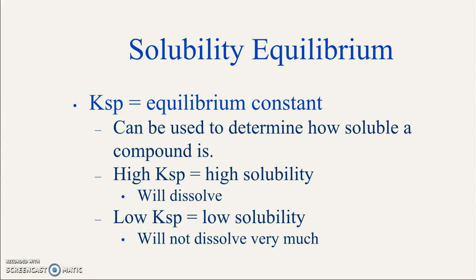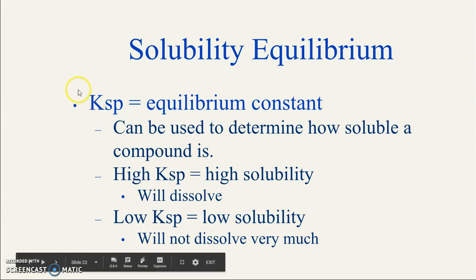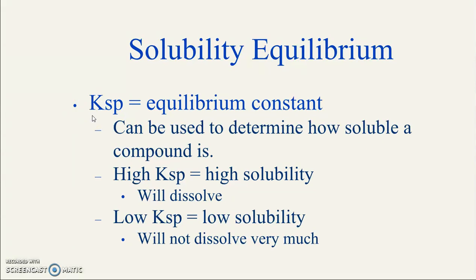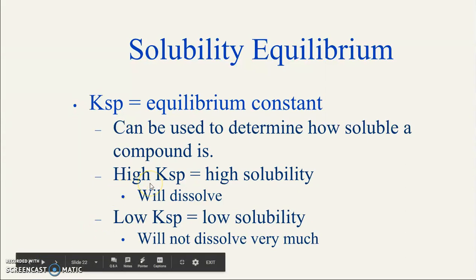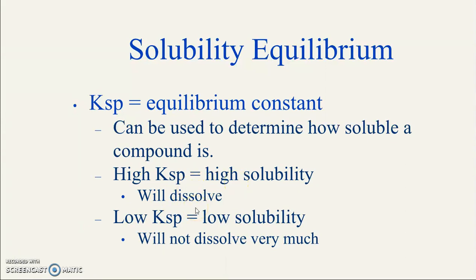So the Ksp, when we see the capital K, that generally means that we're talking about some sort of calculated constant. So the Ksp, which is the solubility equilibrium constant, can be used to determine how soluble a compound is. So instead of testing it out, I just look at the value. If the Ksp is high, then I know that it is very soluble and a lot of it is going to dissolve.